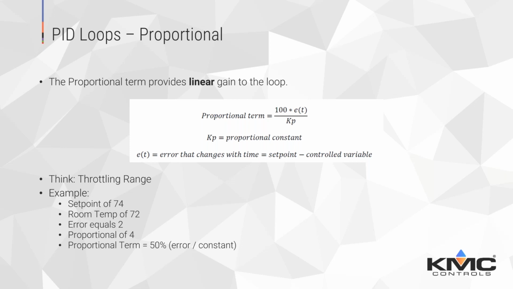One thing we try to emphasize, a way to think about this, think of it as a throttling range. So, if we have a room temperature of 72 and a set point of 74, we have an error of 2. If I have a proportional of 4, that would get me a 50% output. For this setup, if I had an error of 4, I would get 100% loop output. Again, the greater the error, the greater the proportional term as it's applied to the output.